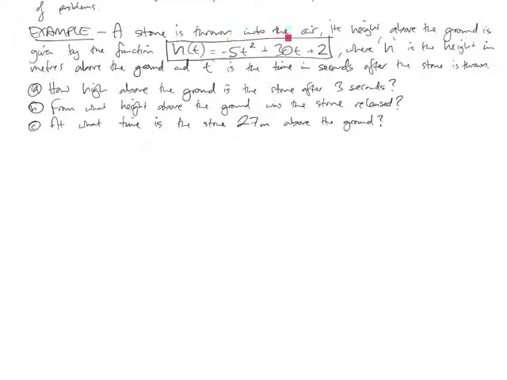So let's say a stone was thrown into the air and you found that the parabola the stone makes can be graphed or given by the function h of t is negative 5t squared plus 30t plus 2, where h is the height in meters above the ground and t is the time in seconds after the stone is thrown. So this function relates the variable height above the ground of a stone that's been thrown over a certain time in seconds. So let's solve these problems here.